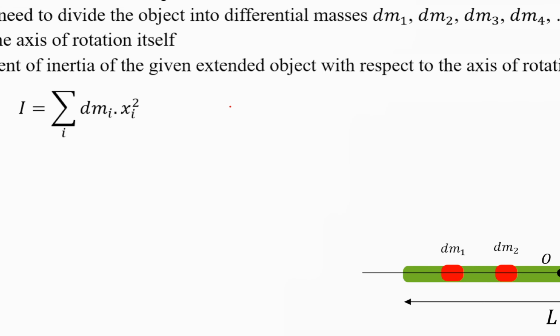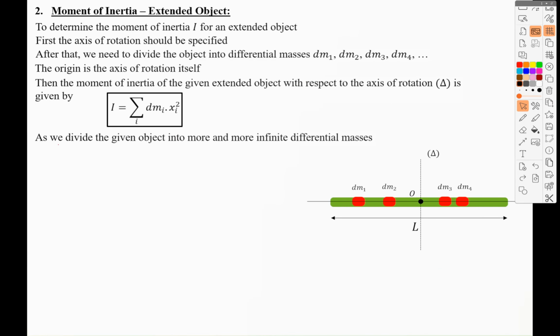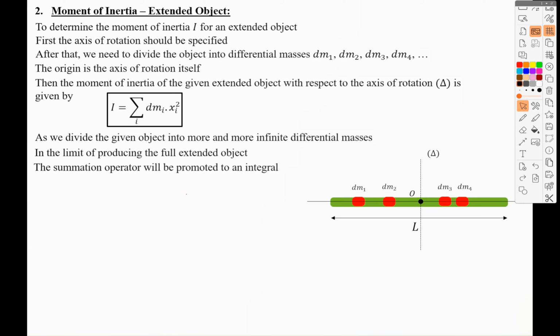If you refer to the previous formula, it was given by I equals the summation of mi xi squared. So here the masses are differential masses, so I'll add d, because we're dividing it from a given value up till infinity. As we divide the given object into more and more infinite differential masses in the limit of producing the full extended object, the summation operator will be promoted to an integral. And we know that in this case, the moment of inertia for the extended object is given by the integral from the initial position to the final position of x squared dm.